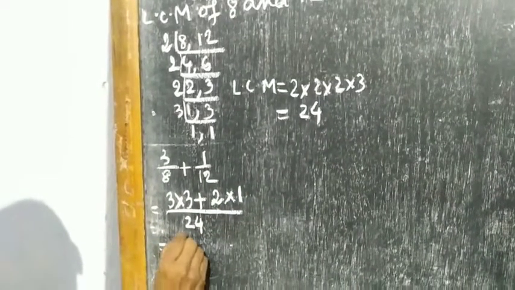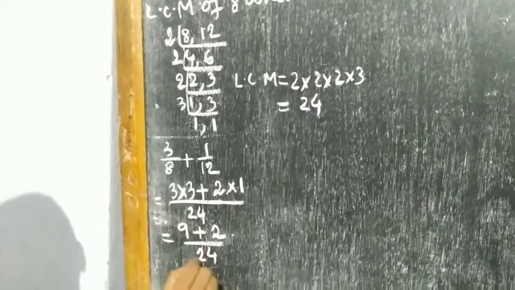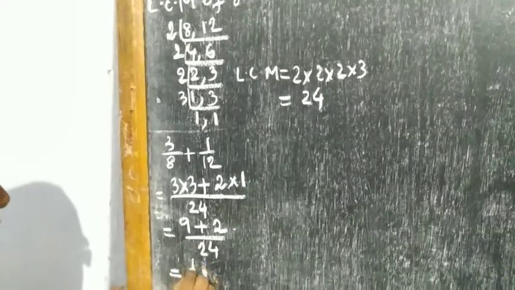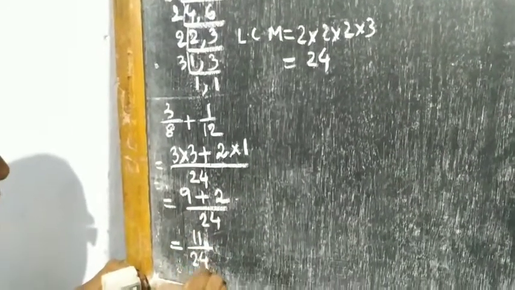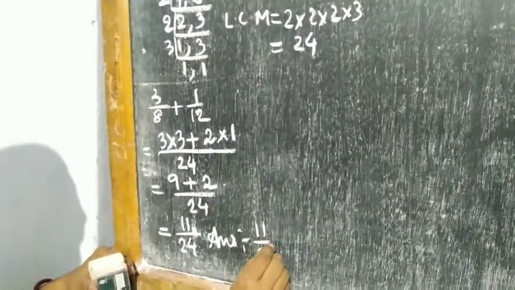So 3 threes are 9, plus 2 ones are 2, by 24. So 9 plus 2, 11. So 11 by 24. The answer is 11 by 24.